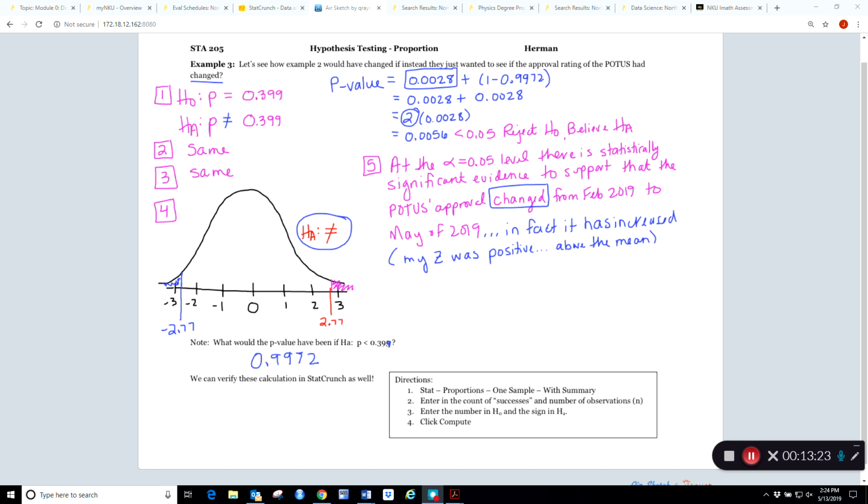So now you can see how important it is to understand your alternative hypothesis sign, because it does dramatically change your p-value. Finally, I was going to show you how you can verify these p-values in Statcrunch as well. So let's go ahead and do that here real quick.